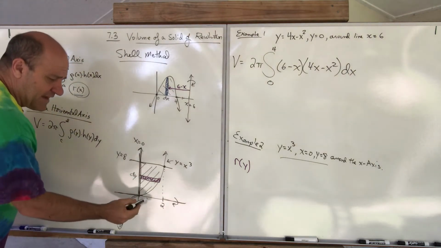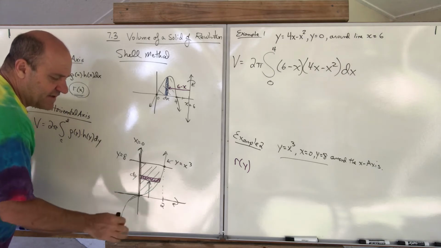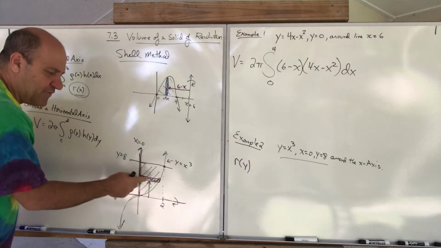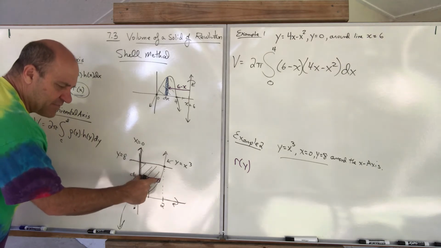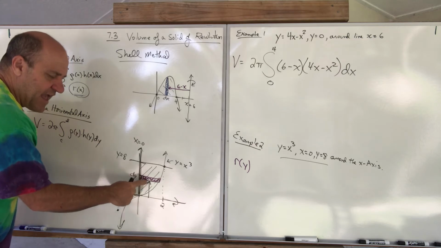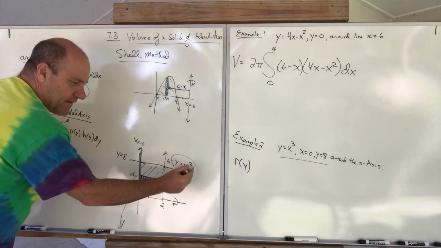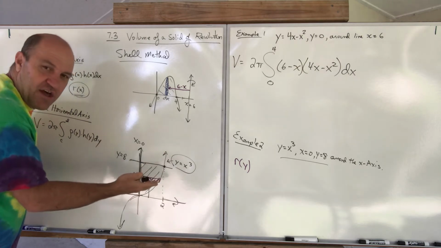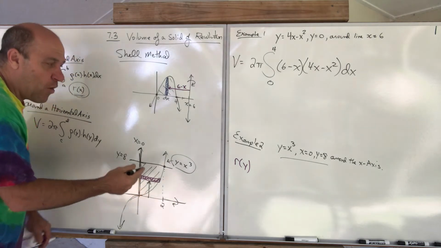Anyway, I need the radius to the shell. It's this distance from the x-axis up to some arbitrary place. It could be here, it could be here, it could be anywhere. It's not the function. I'm not hitting the function. I'm hitting this shell that's arbitrarily anywhere in there. We call that distance y.